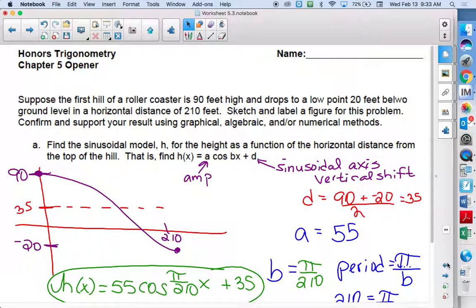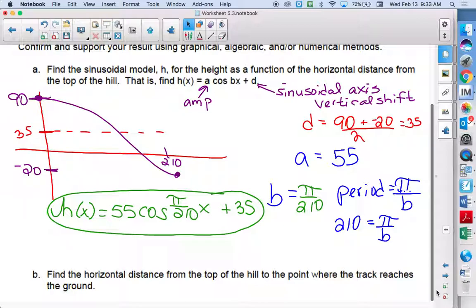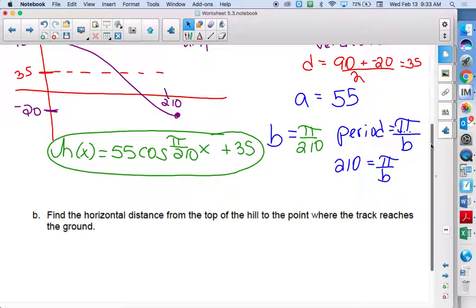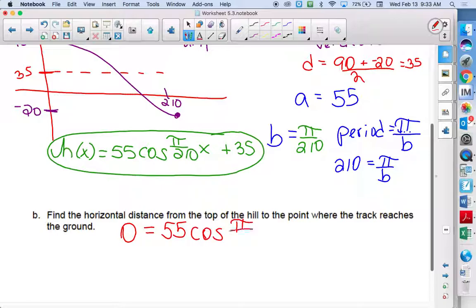We can solve equations now, and since we can solve equations, isolating a cosine graph or a sine graph function, we can solve for the variable x. So if we want to find the horizontal distance from the top of the hill to the point where the track reaches the ground, what would you plug in for the height? 0, yeah, because the ground level is 0. So we're going to use this equation and plug in 0. So the height of the ground is 0, so we'll plug in the 0 value.